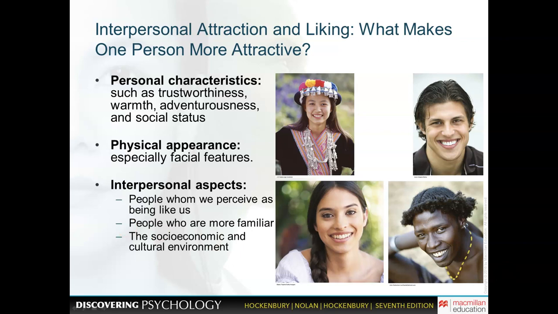And last but not least, one of the last aspects we have listed here is the socioeconomic and cultural environment. This gets to be pretty interesting, and I'd be curious to hear your thoughts on this. Studies have shown that in a certain society where food and resources are in short supply, men tend to prefer heavier women. Whereas if they are in an environment where resources are more abundant, men tend to prefer thinner women. Just some examples for you. I'd be curious to hear your thoughts on that.